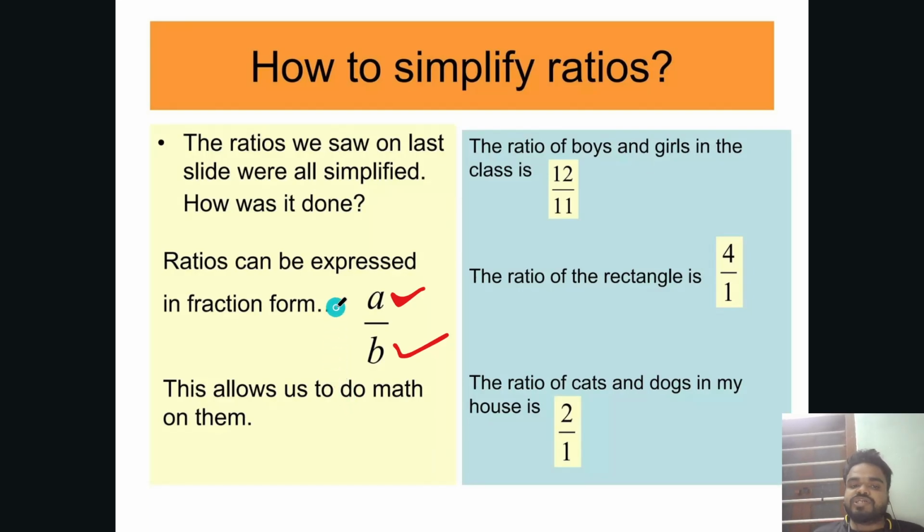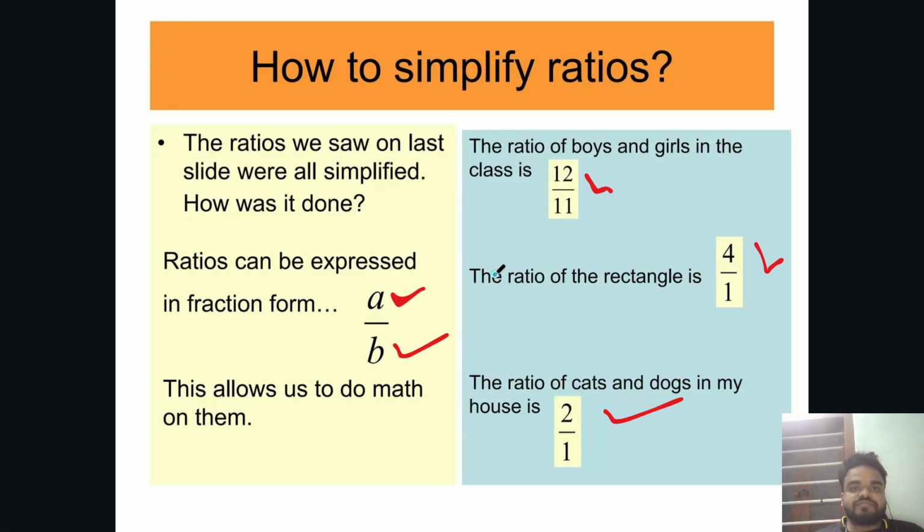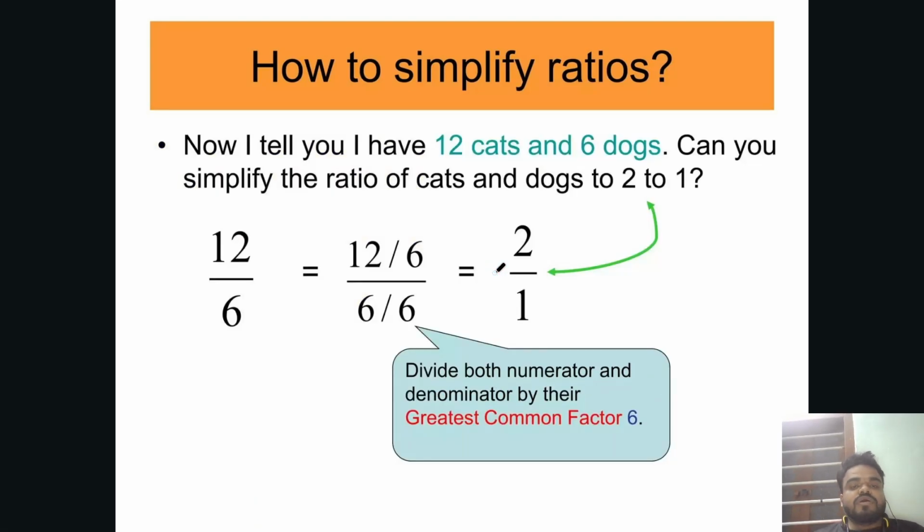So by using ratios, we will solve some problems in upcoming slides: the ratio of boys and girls in the class, the ratio of rectangle sides, the ratio of cats and dogs. Let's learn how to simplify the ratios. Now I tell you I have 12 cats, 6 dogs. Can you simplify the ratio of cats and dogs to 2 to 1?